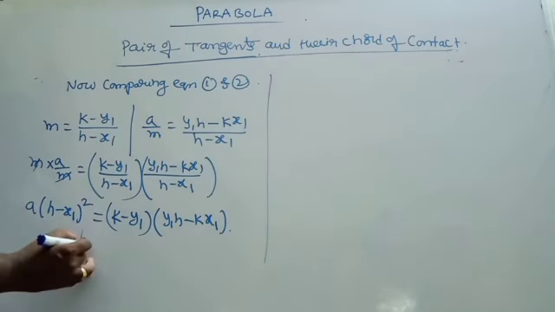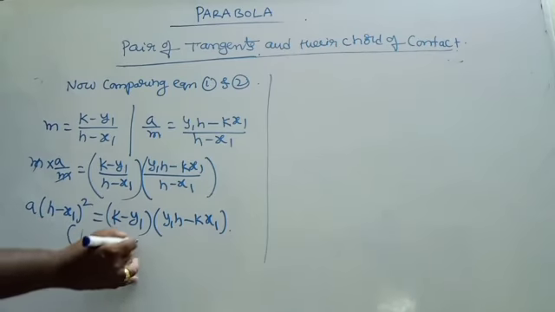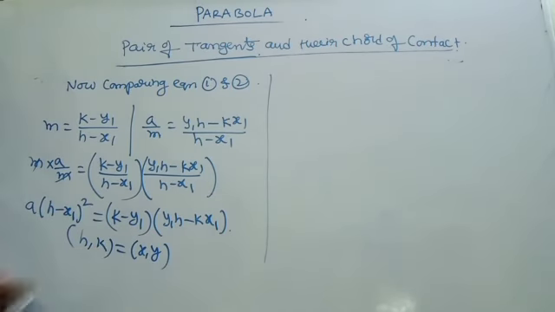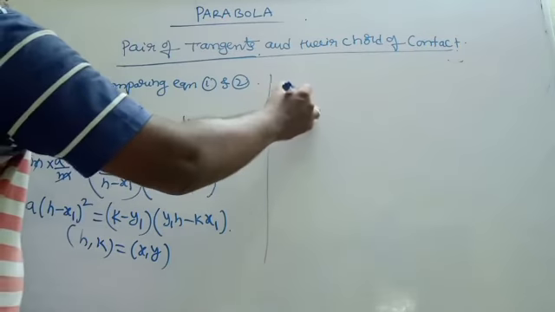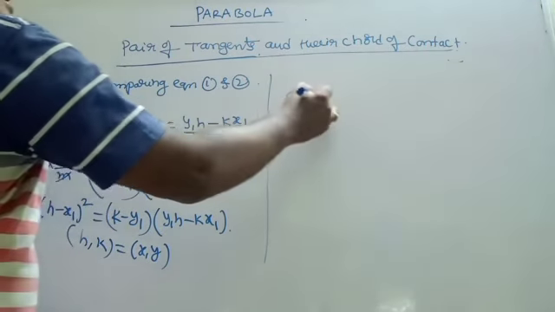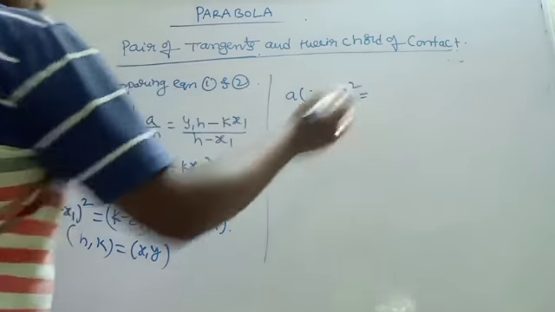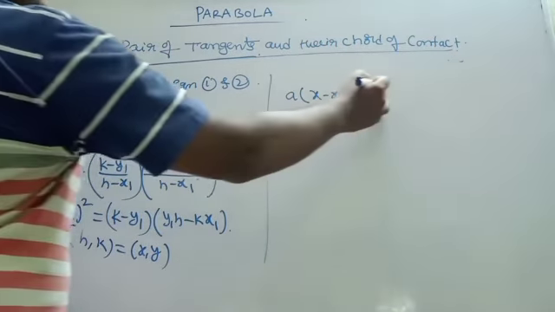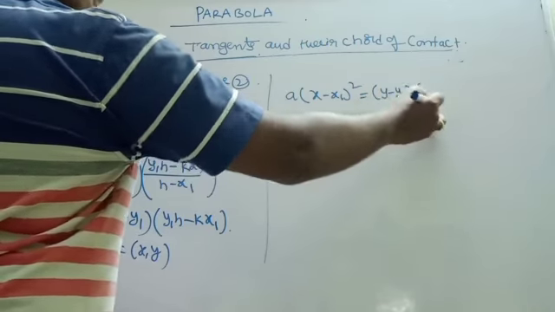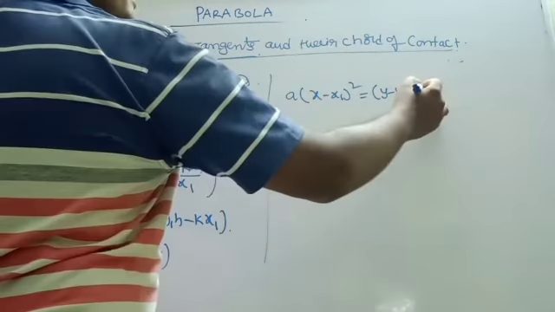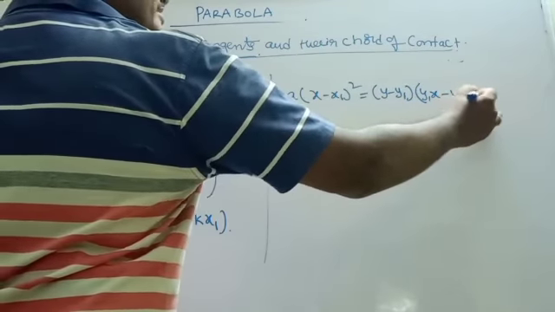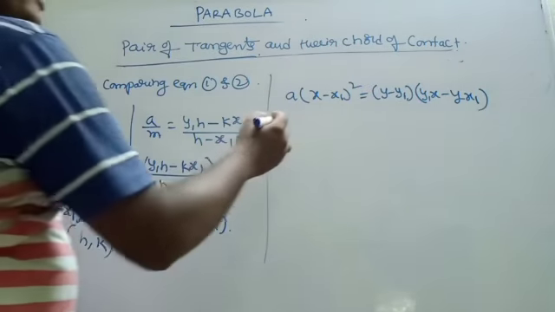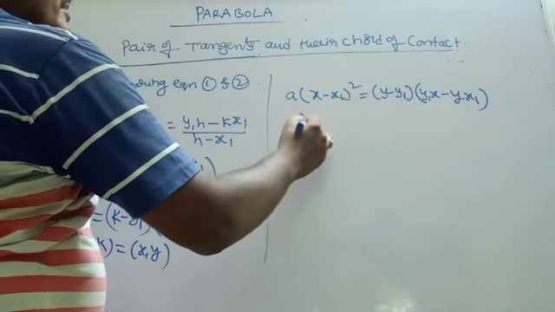Here h comma k is a general point. Let us replace that by x comma y, because h comma k is a general point we have taken. Then we get a into x minus x1 whole square is equal to y minus y1 into y1 into x minus y x1. If we simplify, we will get y square minus 4ax.